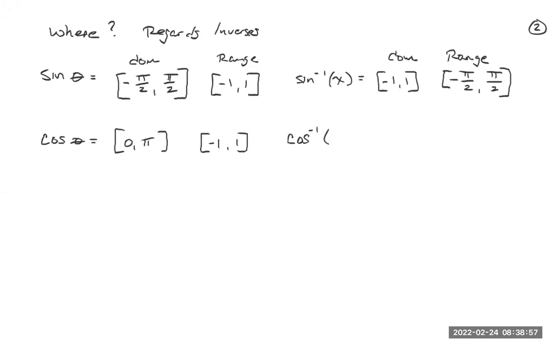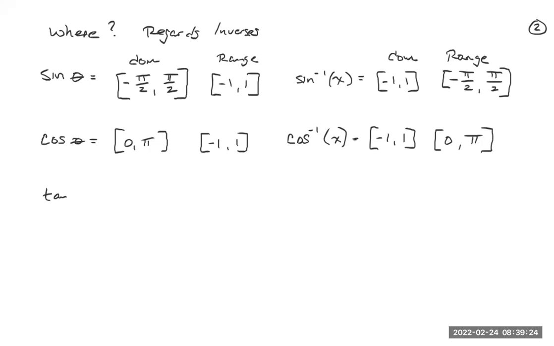Cosine inverse flips. I can ask the question regarding the values between -1 and 1. And the answer that I will give will fall on quadrants 1 or 2 from 0 to pi, including, notice the brackets.